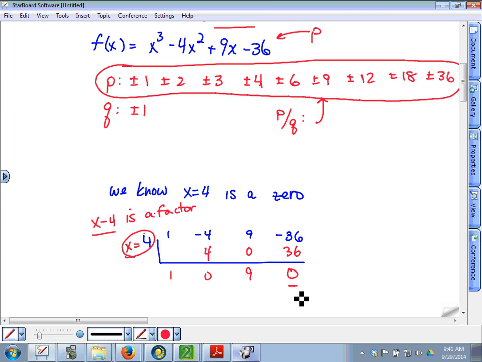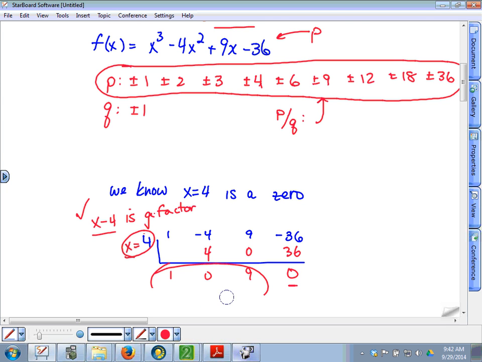Because the remainder is 0, not only is this a factor, but doesn't this give us another factor as well? That would be x squared plus 9. Okay? It's really important to understand what the remainder of 0 means. It doesn't just mean that this is a 0. It also gives us another factor of the polynomial. That's why synthetic division is so important. Okay? X squared plus 9.